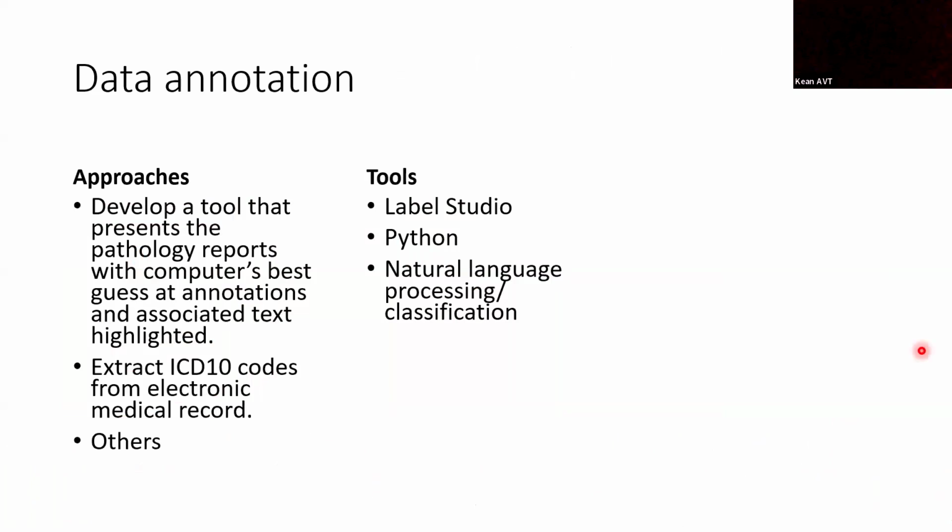So data annotation. We want to develop tools that can present the pathology reports to us that we can then annotate. Another option is we can look at extracted ICD-10 codes from the electronic medical record. So if you're not familiar with ICD-10 codes, basically whenever we file a report, we have to insert ICD-10 codes. And usually these refer to the diagnosis, but not always. Sometimes this is the suspected diagnosis. So those aren't always very trustworthy for machine learning, even though a lot of people use them.